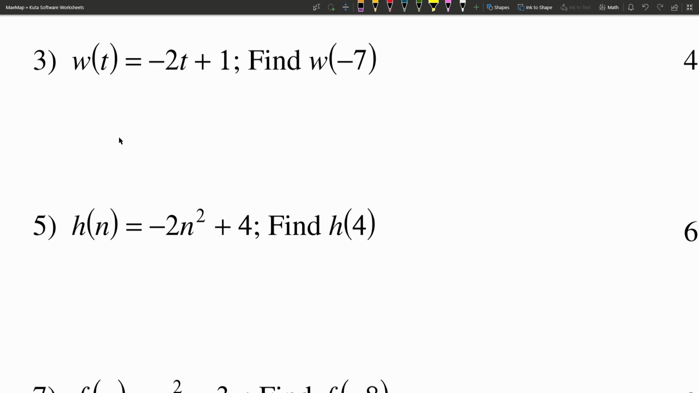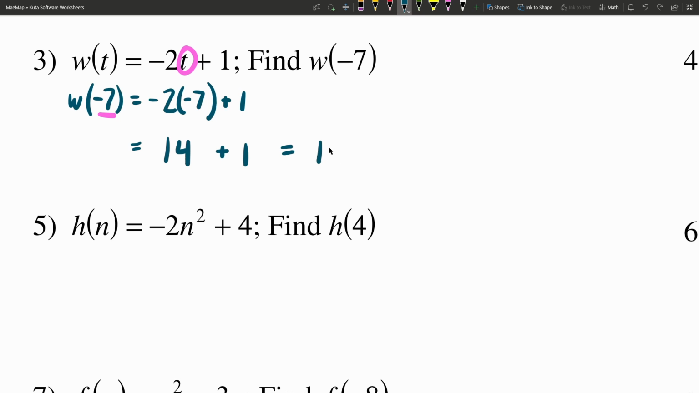So w of t equals negative 2t plus 1. So w of negative 7 equals negative 2 times negative 7 plus 1. Plugging negative 7 in for t. So negative 2 times a negative 7, negative times a negative is a positive. So that's going to equal a positive 14 plus 1, which equals 15. So w of negative 7 is equal to 15.